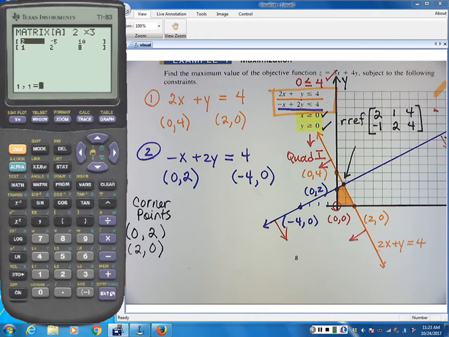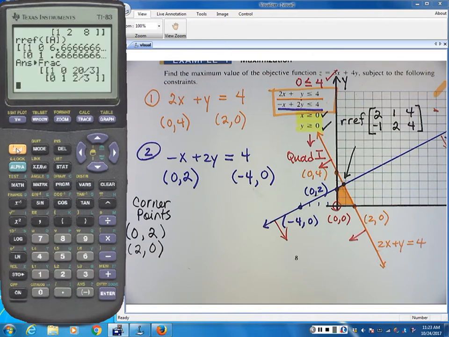So we have 2, 1, 4, -1, 2, 4. So our third corner point is 4/5, 12/5.